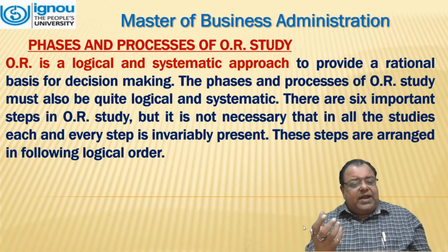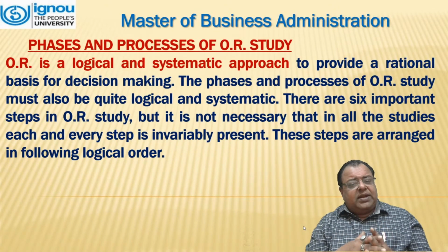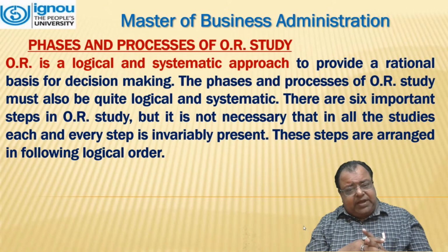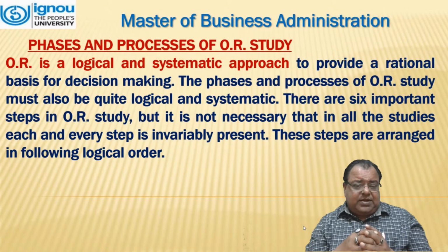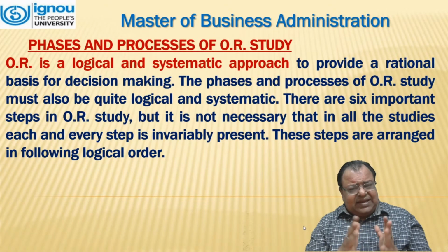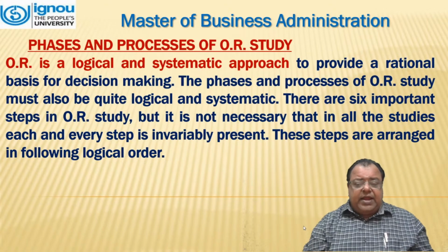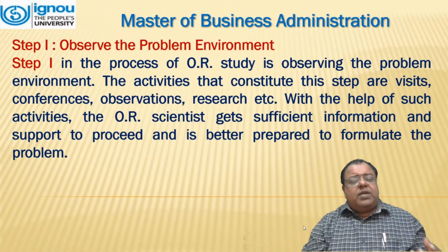What are the phases and processes of OR study? OR is a logical and systematic approach to provide a rational basis for decision making. The phases and processes of OR study must also be quite logical and systematic. There are six important steps in OR study, but it is not necessary that in all the studies, each and every step is invariably present. These steps are arranged in the following logical order. Step 1. Observe the problem environment.